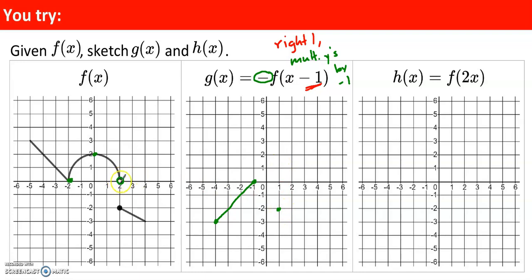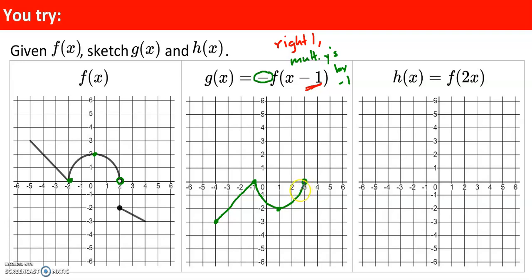Now this open dot at 2, 0, if I go right 1, puts me at 3, 0. Multiplying y by negative 1 keeps me at 3, 0. And since that dot was open there, I should make it open here as well. Open dot. And all I've got is that semicircle, instead of going up, it's going to go down. We'll try to sketch that as best we can.